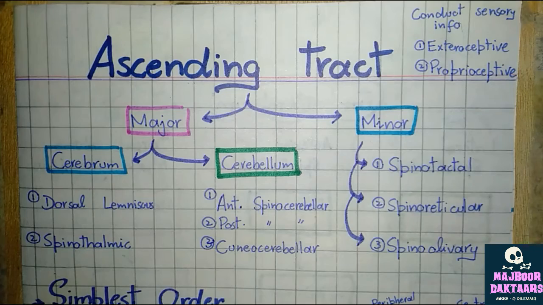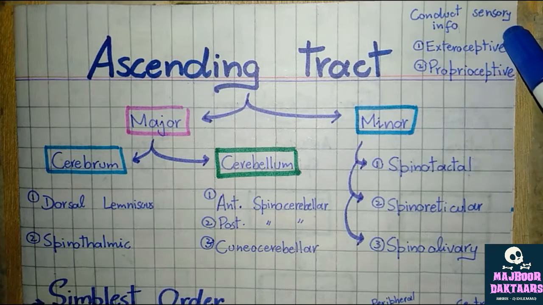So today's topic is ascending tract. Now what is a tract? Tracts are bundles of nerve fibers which carry information towards the brain or away from the brain. Those tracts which carry information towards the brain are known as the ascending tracts.